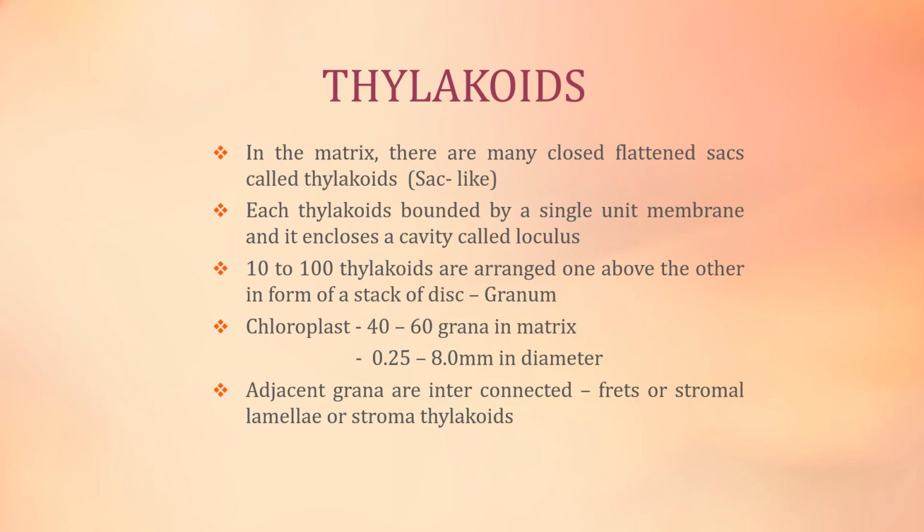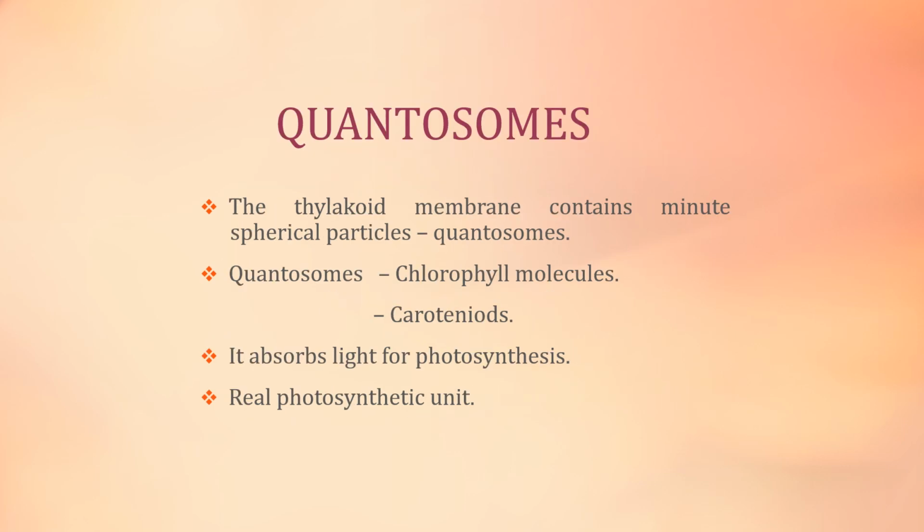The thylakoids of adjacent grana are interconnected by branching membranous tubules called frets or stromal lamellae or stroma thylakoids. Quantosomes. The thylakoid membrane contains minute spherical structures called quantosomes. Each quantosome is made up of chlorophyll molecules and carotenoids. It absorbs light for photosynthesis. The quantosomes are the real photosynthetic unit.